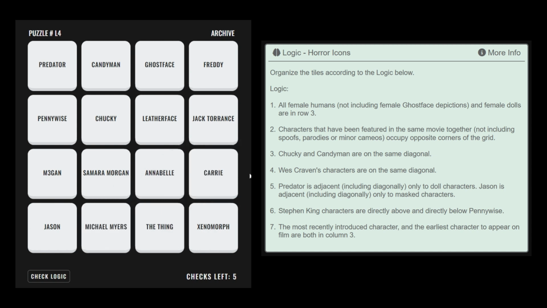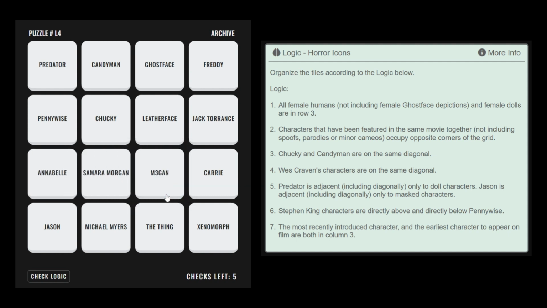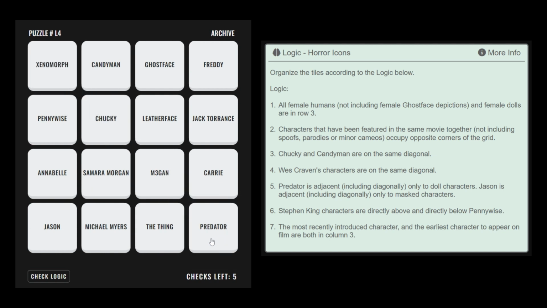From rule number 7, we know that the most recently introduced character is in column 3. Megan is the most recently introduced character in this grid, and so Megan belongs in this position in row 3 and column 3. From rule number 5, we know that Predator is adjacent only to doll characters. This means Predator has to be in this bottom right corner next to Megan, and so the Xenomorph has to be in the opposite top left corner.